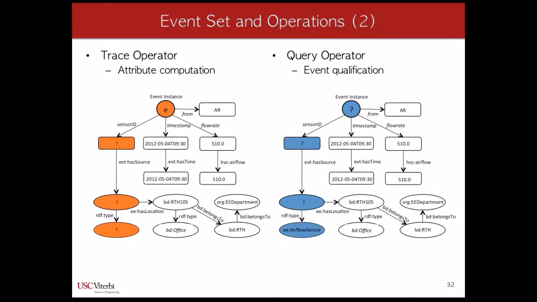The operations over an event set include the trace operator, which extracts the event attributes, and the query operator, which is trying to quantify the events using graph patterns.